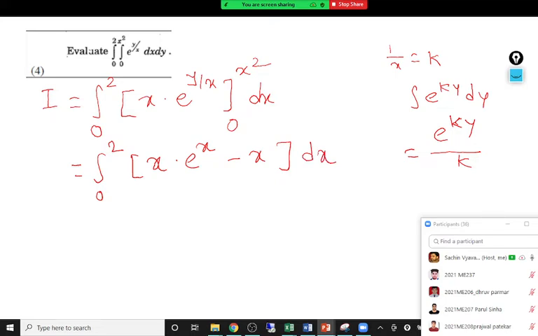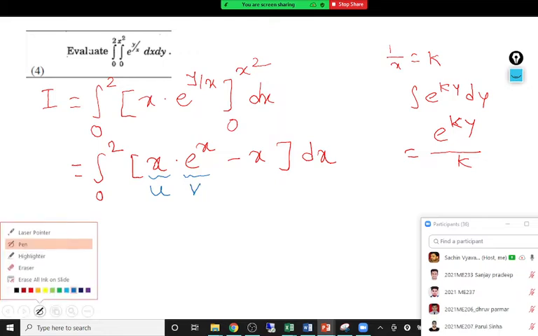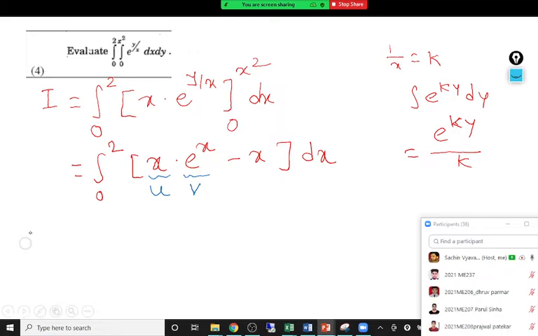Now the outer integral we have to evaluate. Which method should we use to evaluate the integral of x e raised to x? Integration by parts. Yes, it is by parts. Which one should be u and which should be v? x should be u and e to the power x should be v. Correct. Okay, good. So let me use by parts now.